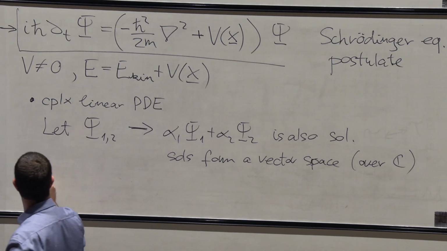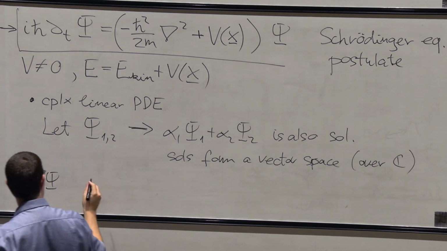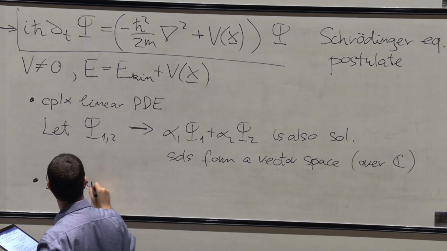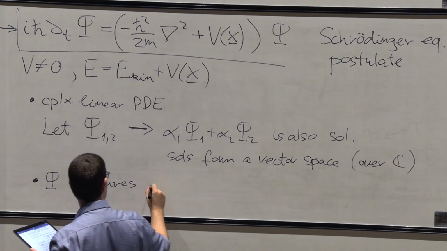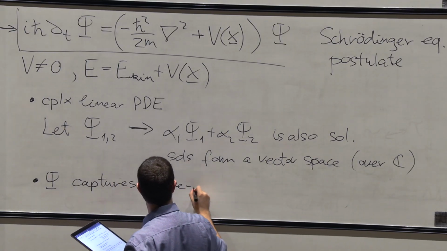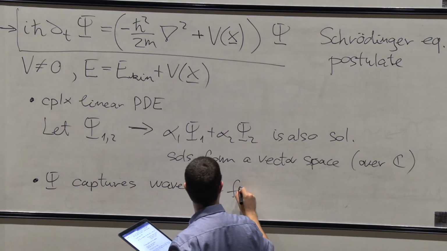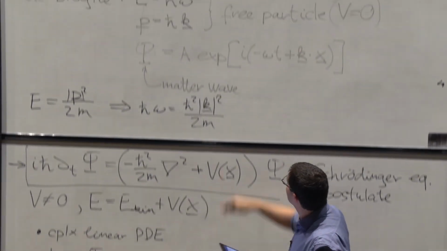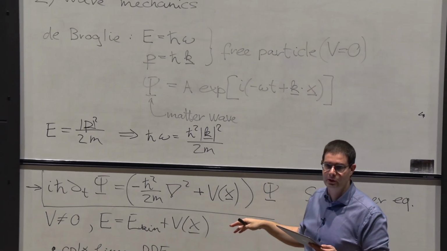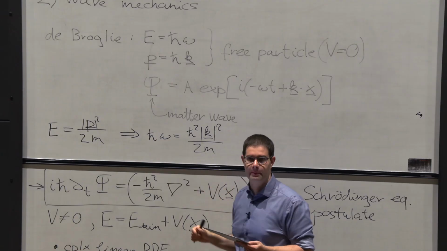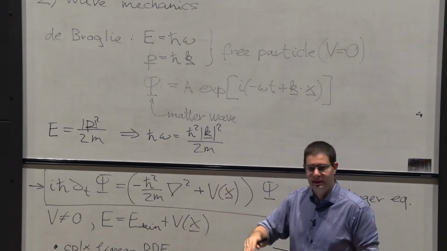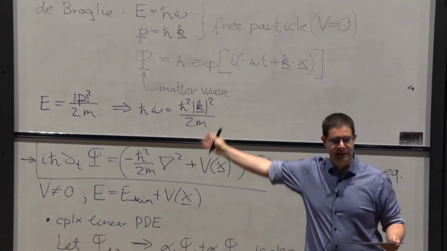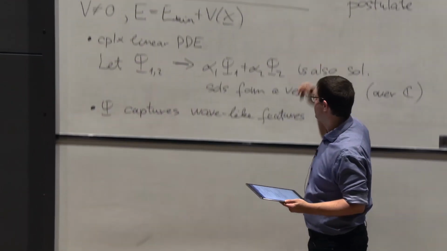So psi captures wave-like features. So in the absence of a potential, we just get a plane wave. In the presence of the potential, the solutions to this psi will be more complicated, but it's clear that it won't be something localized. It will be spread out in space, and we'll see that it has oscillating features.